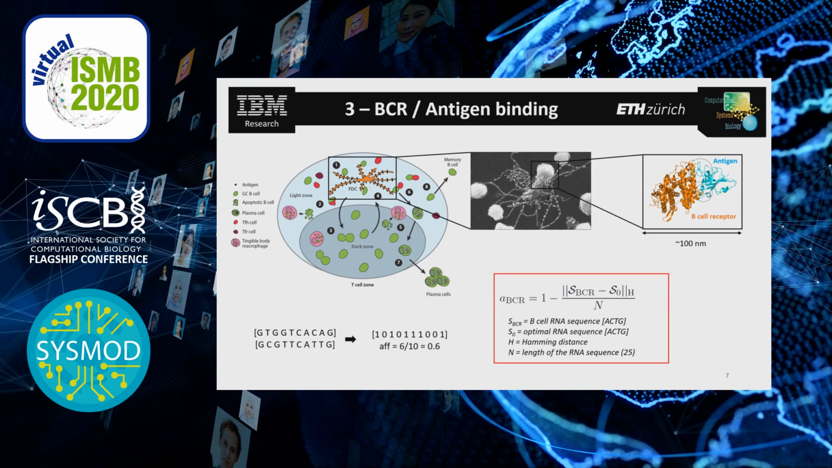And finally, the last thing we have to consider is the antigen binding. The B cell receptor and the antigens, if you look at the 3D molecular structure, it's very complex. But in our case, we use a very simple model, which is the Hamming distance. So we just compare the nucleotide sequences. If the letter is the same, then the affinity is increased by 1. And if the letter is different, the affinity is 0. So as an example here, we have an affinity of 0.6.